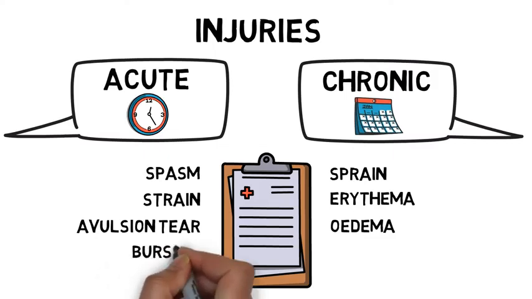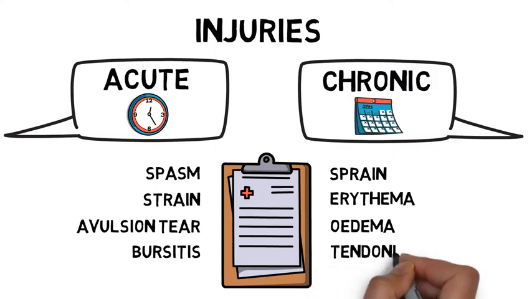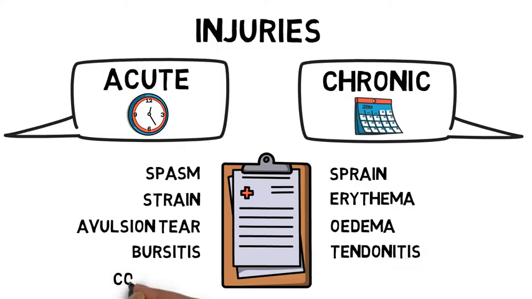Bursitis, which is inflammation or irritation of a bursa, which are small sacs of fluid located between bones, muscles, skin or tendons. Tendinitis, which is an inflammation or irritation of a tendon. A contusion, which is the technical name for a bruise. And an abrasion, which is when the top layer of skin becomes grazed or removed.